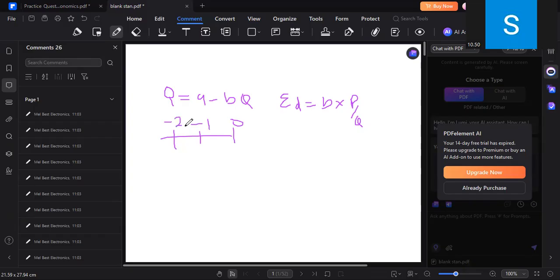Any number between 0 and -1 is called inelastic. So at point A, we are inelastic. At point B, we're exactly 1. This is unit elastic. And at point C, we are more than 1, which is elastic. So any number starting with 0 point something is inelastic, and any number more than 1 is elastic. Elasticity of demand is always supposed to be negative. So you need to tell me which of these are unit, which are inelastic, and which are elastic.